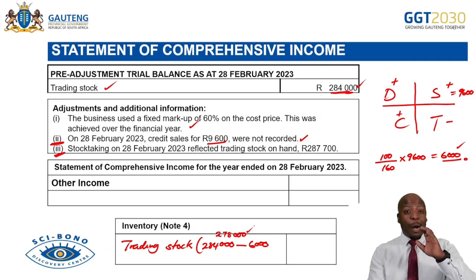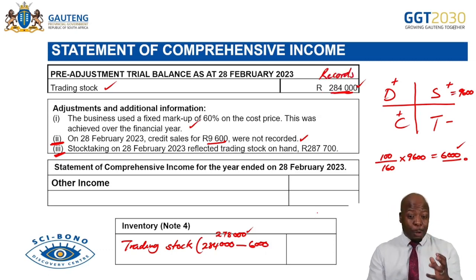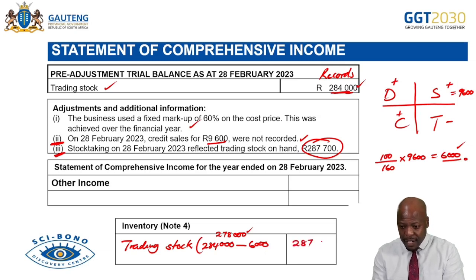So they have amounts on record. This is according to the business records. Okay? And then now they have done a physical stock taking. Then they realized that they are having stock to the value of 287,700. Once you have that, that is what you bring here in your inventory note, 287,700. Okay, so we have two figures here now.